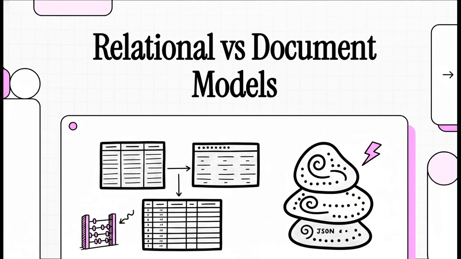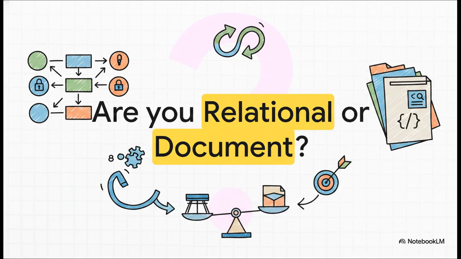So the document model became the poster child of this whole movement, storing data as these continuous, self-contained JSON or BSON documents. Ultimately, choosing between these two paradigms is literally one of the most consequential decisions your engineering team is going to make, purely because it dictates how efficiently and securely your app interacts with its data. So the big question we're tackling today is relational or document?